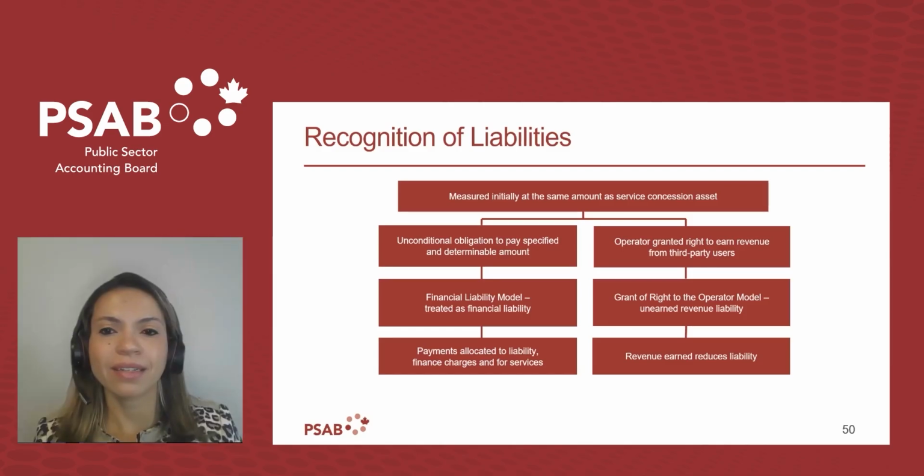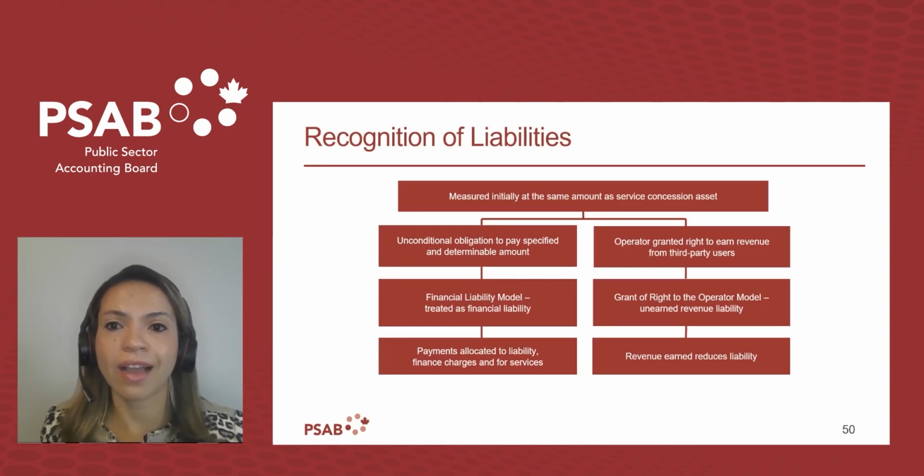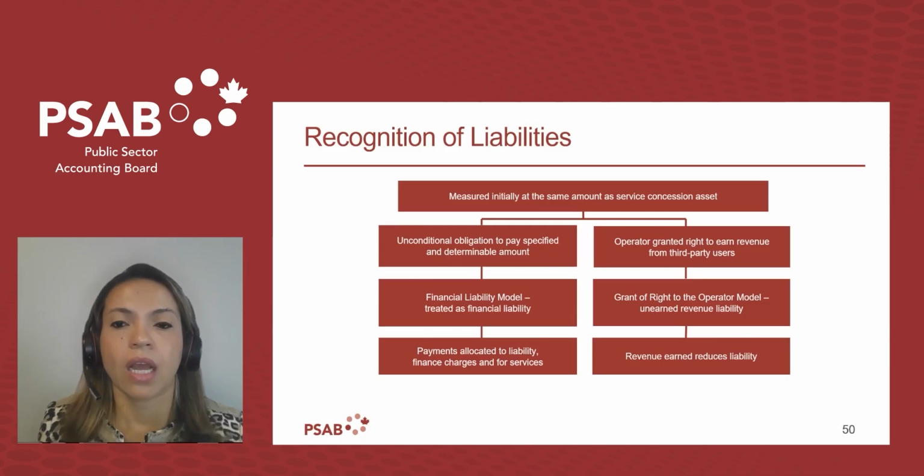Yes, I can. There's so much to say about these models. For the purpose of this workshop, I'll try to keep it brief. In a financial liability model, there is an unconditional obligation to pay a specified amount of cash or another financial asset to the operator. This obligation is recognized as a financial liability and measured in accordance with financial instrument standards.